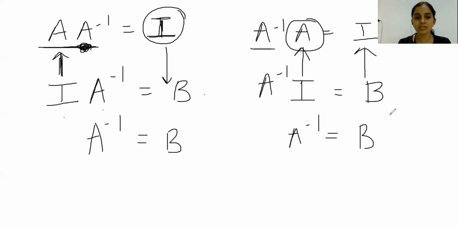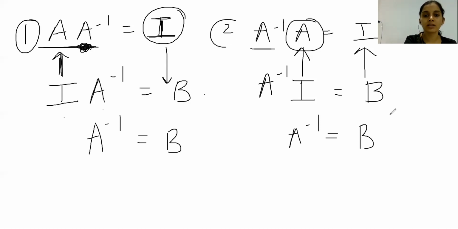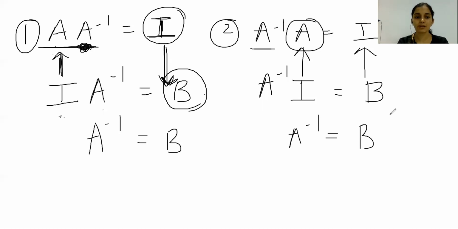So I keep A inverse as it is, I don't touch it, but the matrix A will be used for transformations. In the first case, A is the prefactor. In the second case, A is the post factor. In the first case, whatever transformations I apply to the prefactor will be applicable to the right-hand side identity matrix. And finally, when I'm able to convert the given matrix into an identity matrix, on the right-hand side I have converted the identity matrix into a different matrix, B. And so I have found out A inverse.